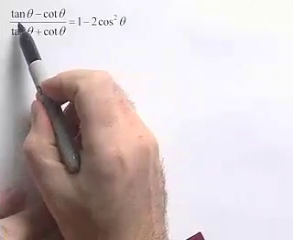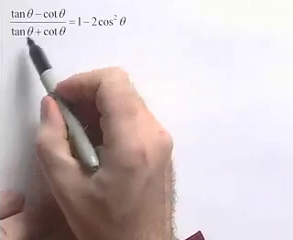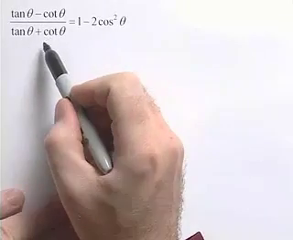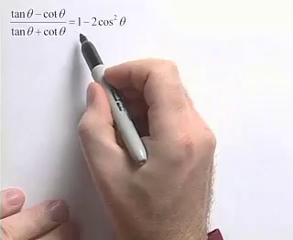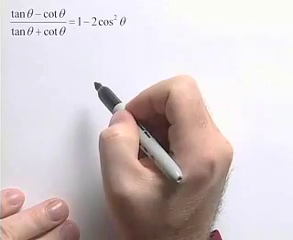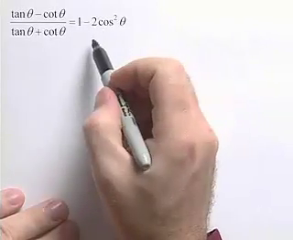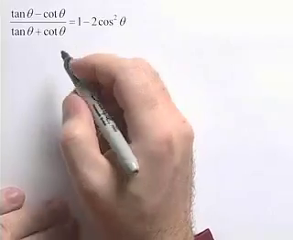For this problem, we're going to again verify a trigonometric identity. We want to show that tangent of theta minus cotangent of theta divided by tangent of theta plus cotangent of theta is equal to 1 minus 2 cosine squared theta. We can start with either side. We're again going to just start with the left-hand side.